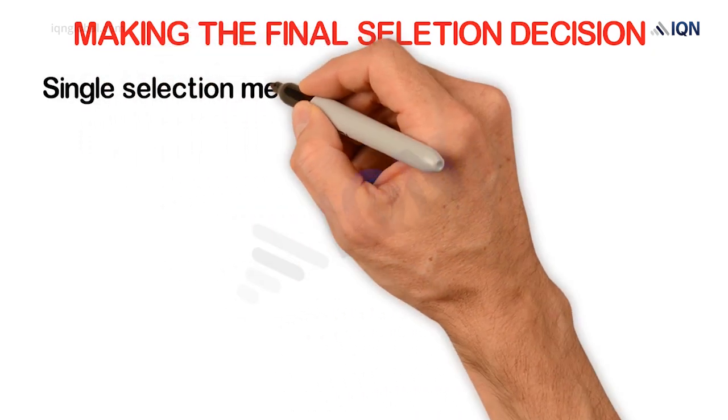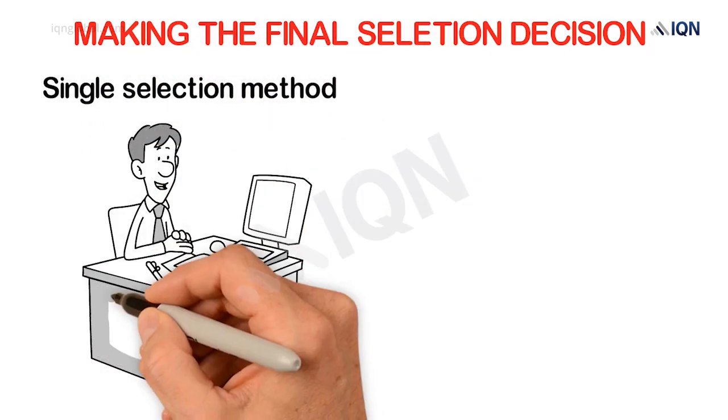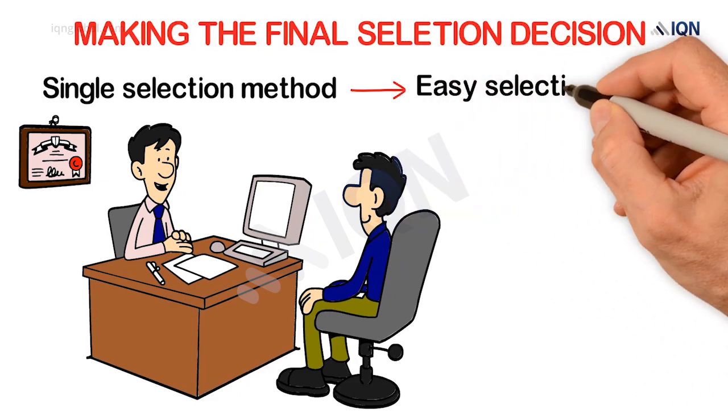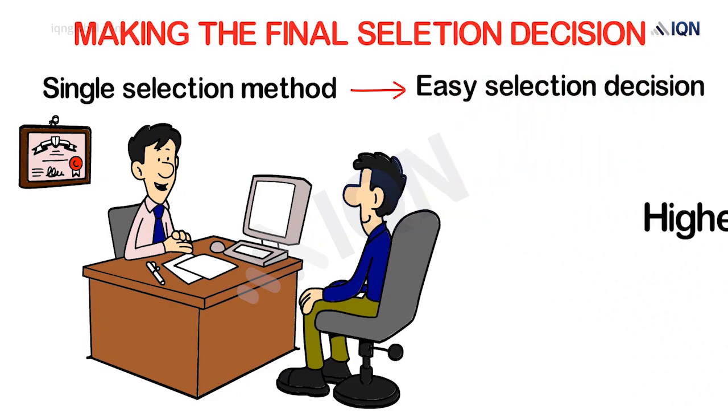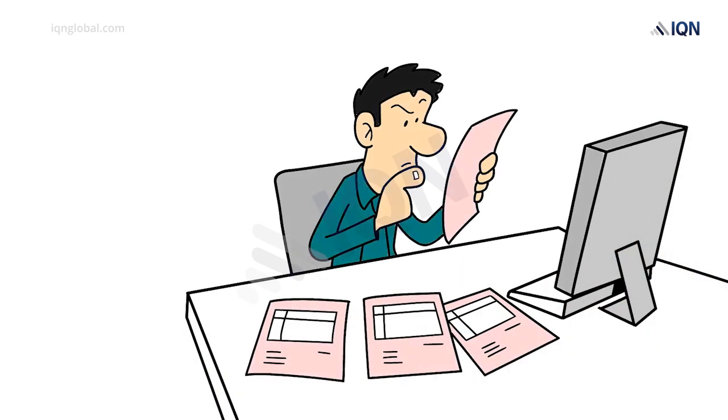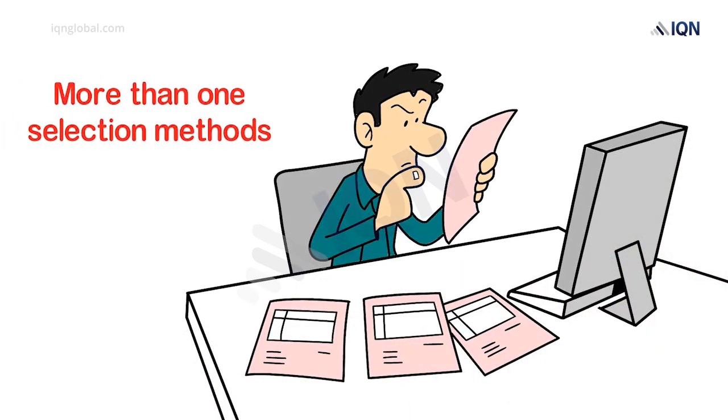Making the final selection decision. If an organization is using a single selection method, such as an interview, then it is very easy to make the selection decision. Whoever gets the highest score in the interview will get the job. But the process can be slightly complex if more than one selection method is used.